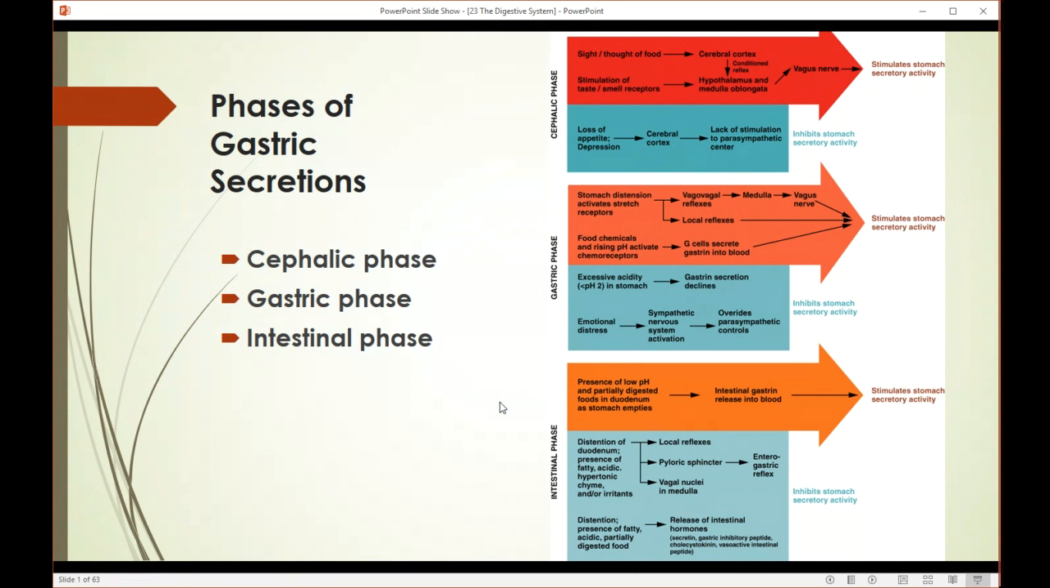And then we have our intestinal phase. And during our intestinal phase, we have a presence of a low pH, right? Because it's going to have been covered over in our stomach acid. It's going to move into our duodenum as our stomach empties. And that's going to stimulate, that shouldn't say stomach. It's going to stimulate our gastrin release into our blood.